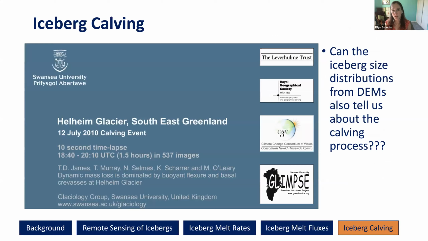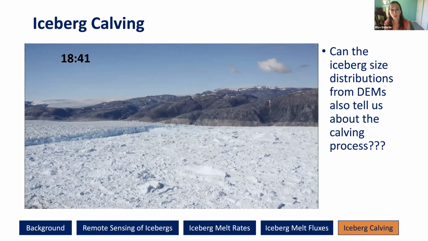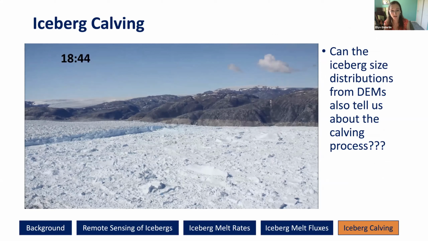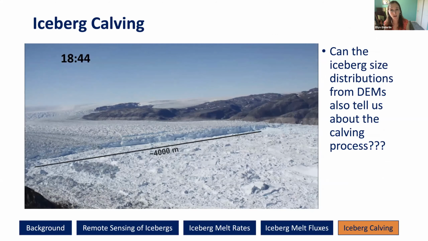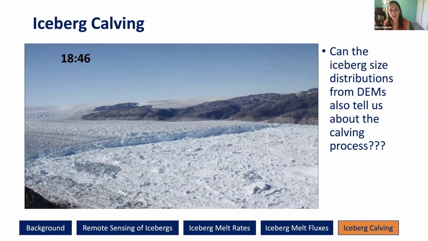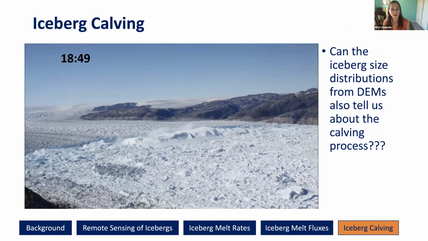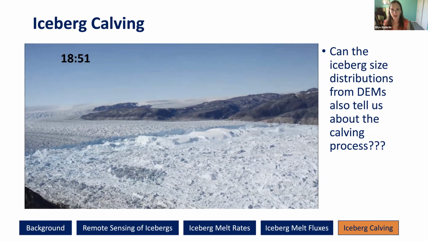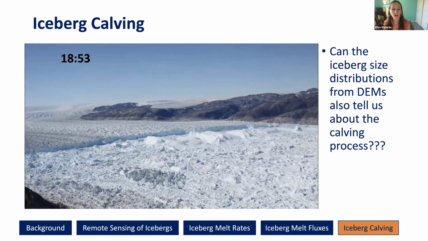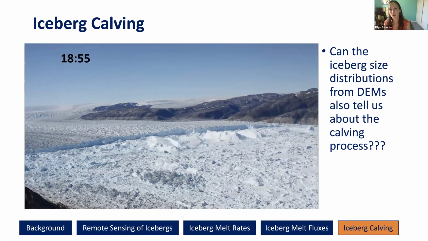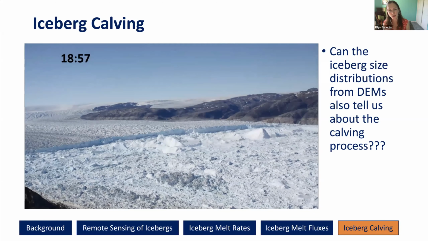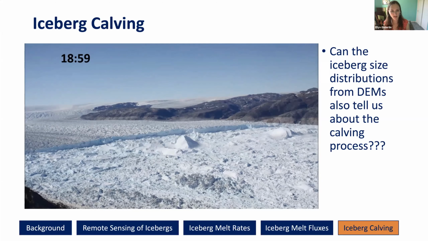For the sake of time, I'm not going to show this. This is a video recorded of Helheim Glacier calving, which, well, I guess it's going to show anyway. It's just showing us that you can see all these pieces of ice out in the fjord, and they're highly variable in size. And then you can see this massive piece of ice break off here. So I'm also interested in understanding how it affects the glacier behavior and also how it affects these iceberg size distributions. What is going on with these calving processes that we see?